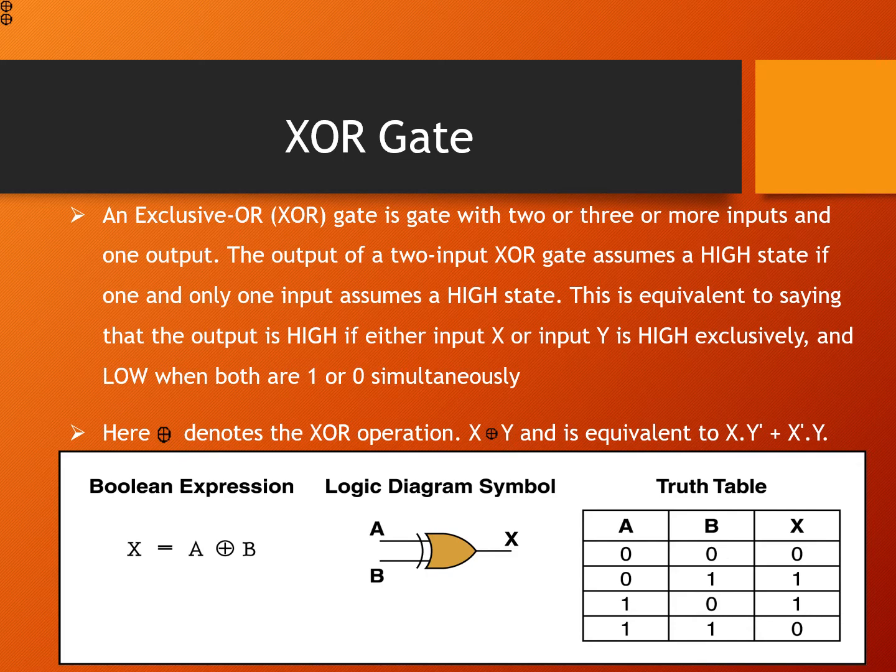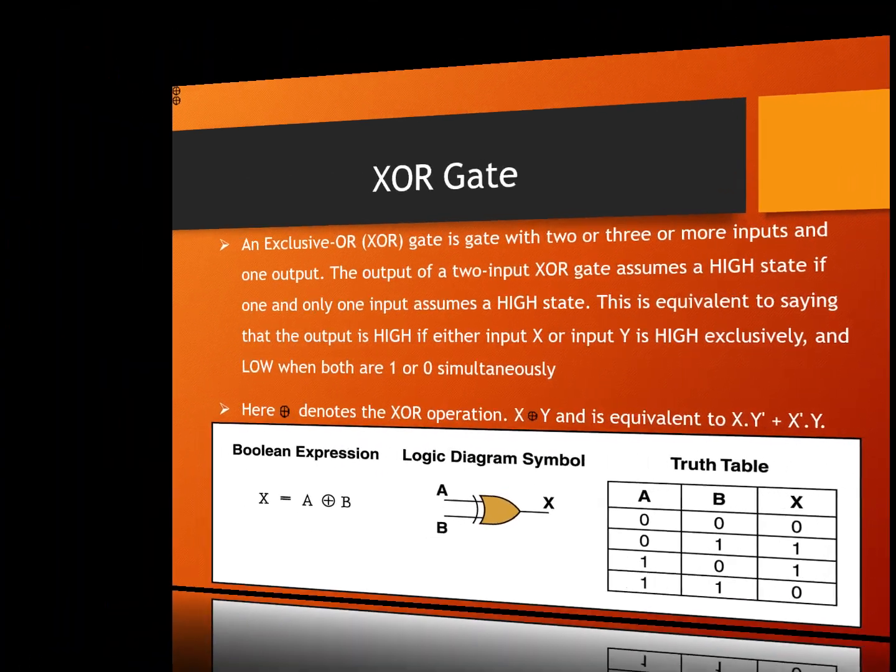The logic diagram is given here, and in the truth table we have two inputs A and B, and X is the output. Here, if any one of the inputs is 1, the output is 1. Otherwise, the output is 0. If both the inputs are 0, the output is 0. If both the inputs are 1, the output is 0.